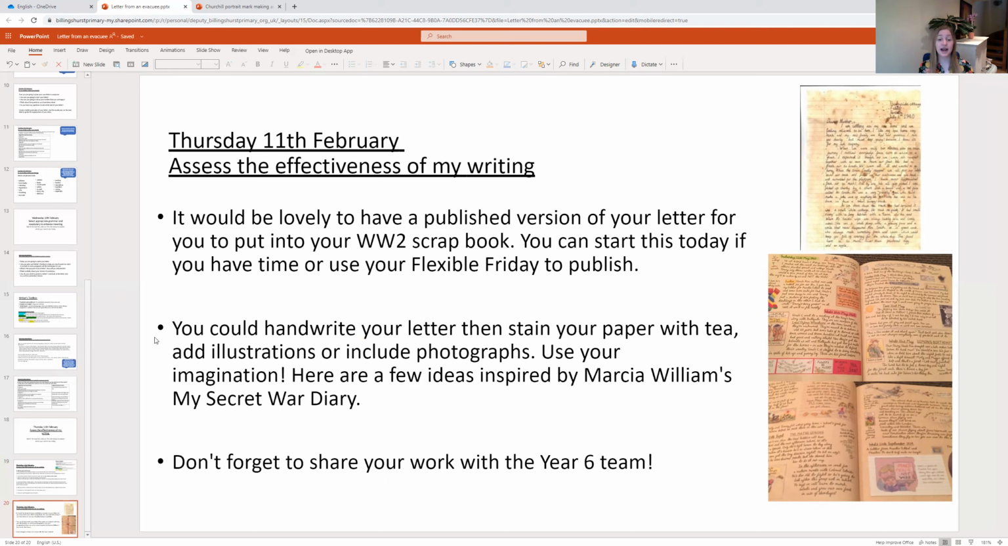So as this is a letter, you could handwrite it. And as I've said before, you could stain it with some tea. You could add some illustrations or perhaps some photographs if you'd rather, if you find some photographs on the computer or some little illustrations of some images. I've added some pictures here. I've said to use your imagination, but here we've got Marcia Williams's My Secret War Diary, which is absolutely lovely. I don't know if you've looked at it before, but it's got all these little illustrations. It is a diary, but if this is an informal letter to your mother, you could include some little drawings to accompany the explanation and descriptions that you've given. So use those as a little idea as well.